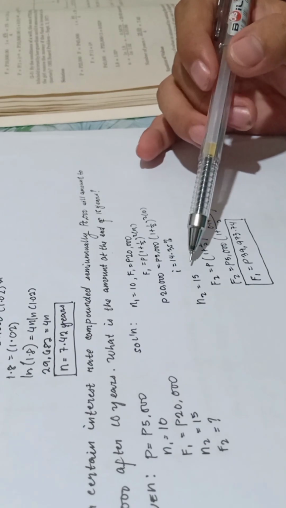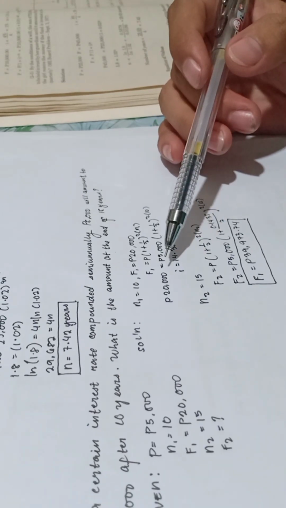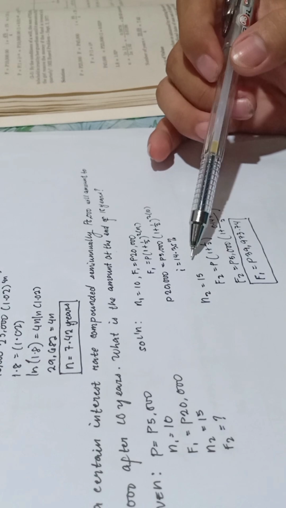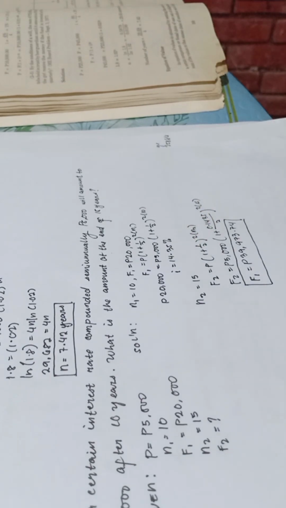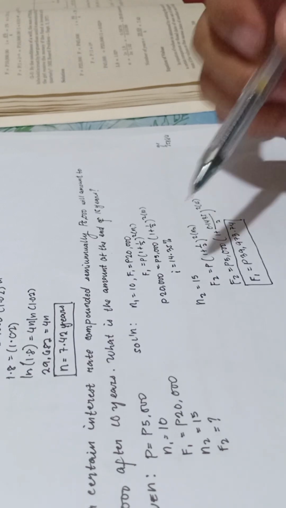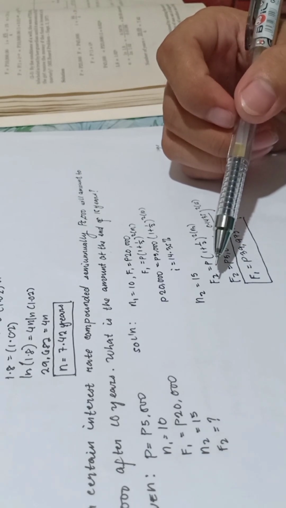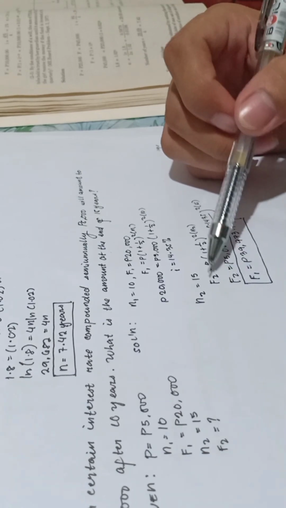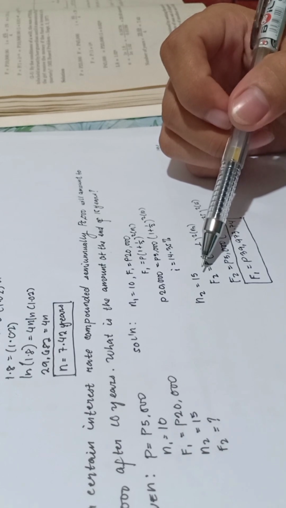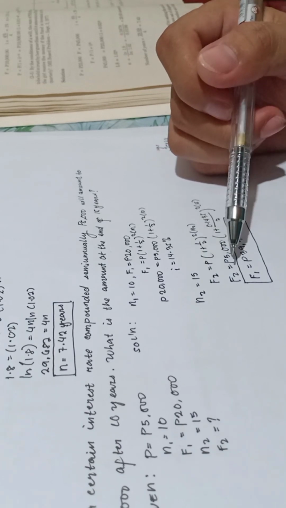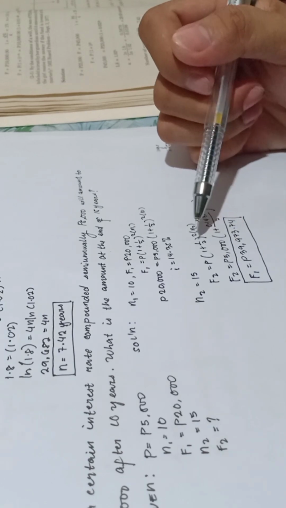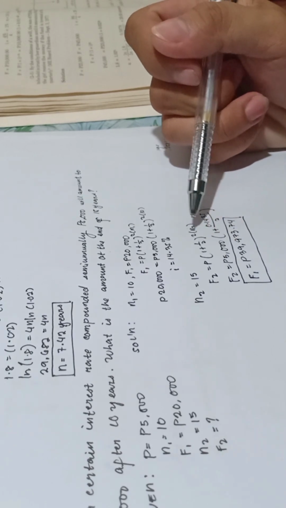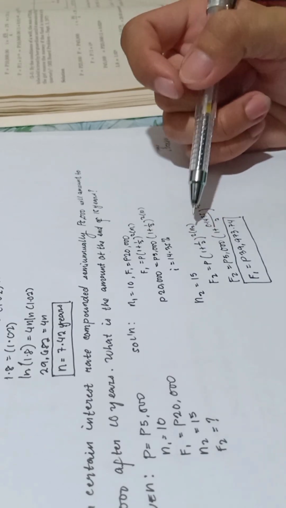So our rate of interest is equal to 14.35%. So in our solution, the number of interest years N2 is equal to 15. So F2 is equal to P times the quantity of 1 plus i over 2 to the power of 2 times N2.